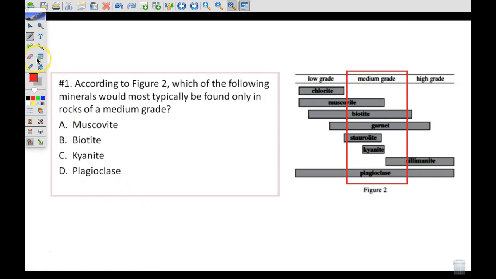In the first question, it asks, according to Figure 2, which of the following minerals would most likely be found only in rocks of a medium grade? So in this question, we have to find Figure 2 and isolate what is considered a medium grade, shown here in this red box. Out of the 4 options given to us, only one is solely within the box. So our answer for number 1 is C, kyanite.